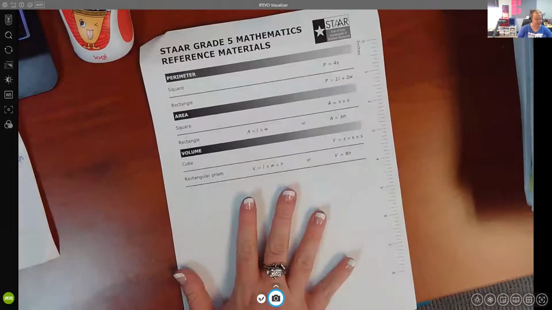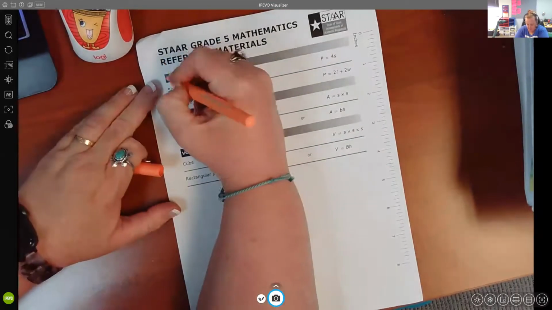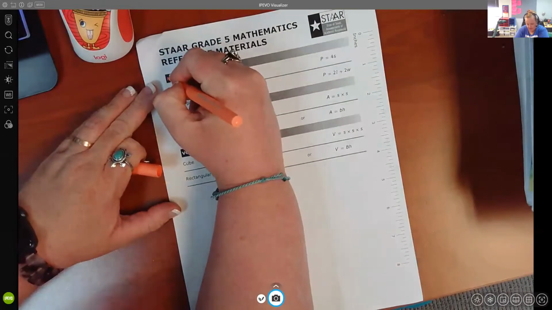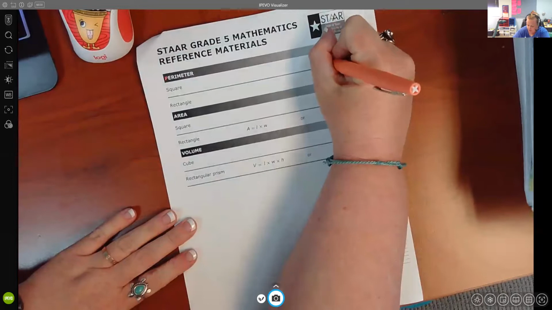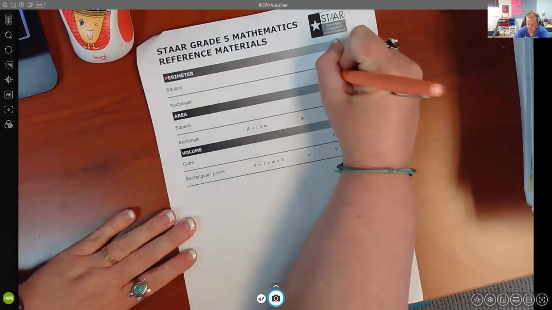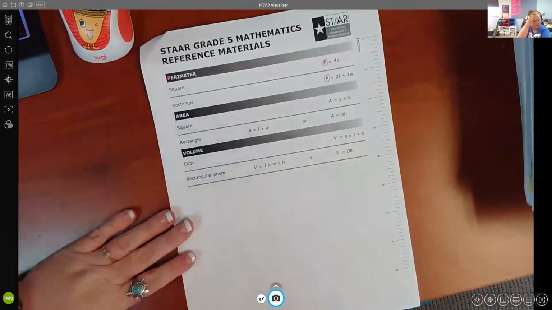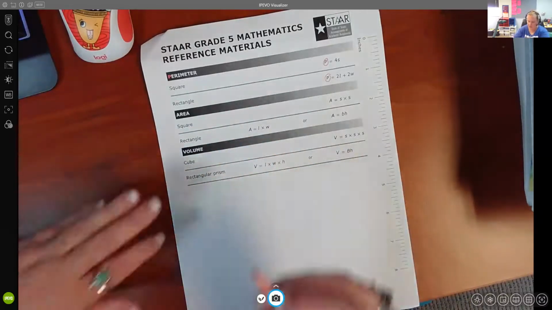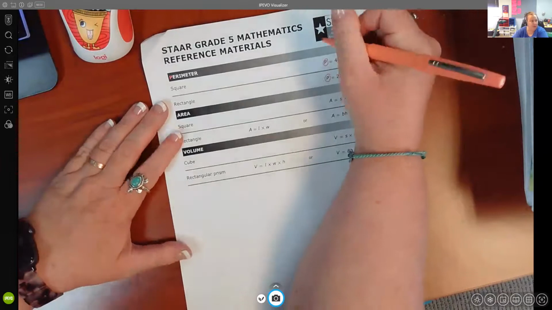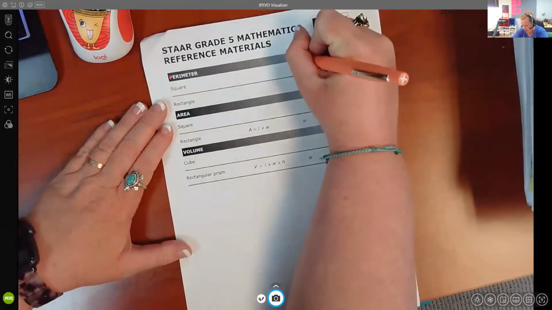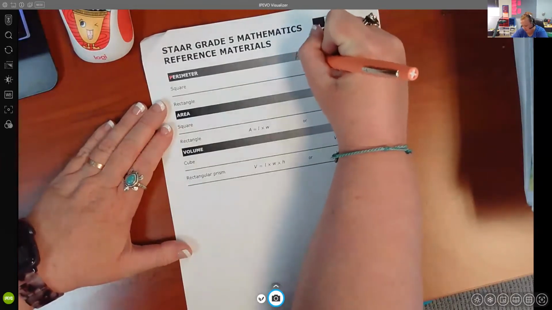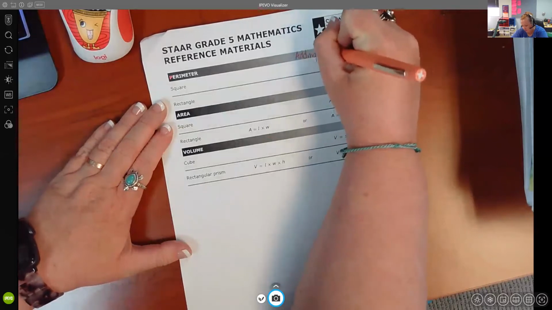Okay, so we're going to start on this side where we have perimeter. There's our P for perimeter. P stands for perimeter, and that is for our formula as well. So when we are doing perimeter, we are adding all sides.